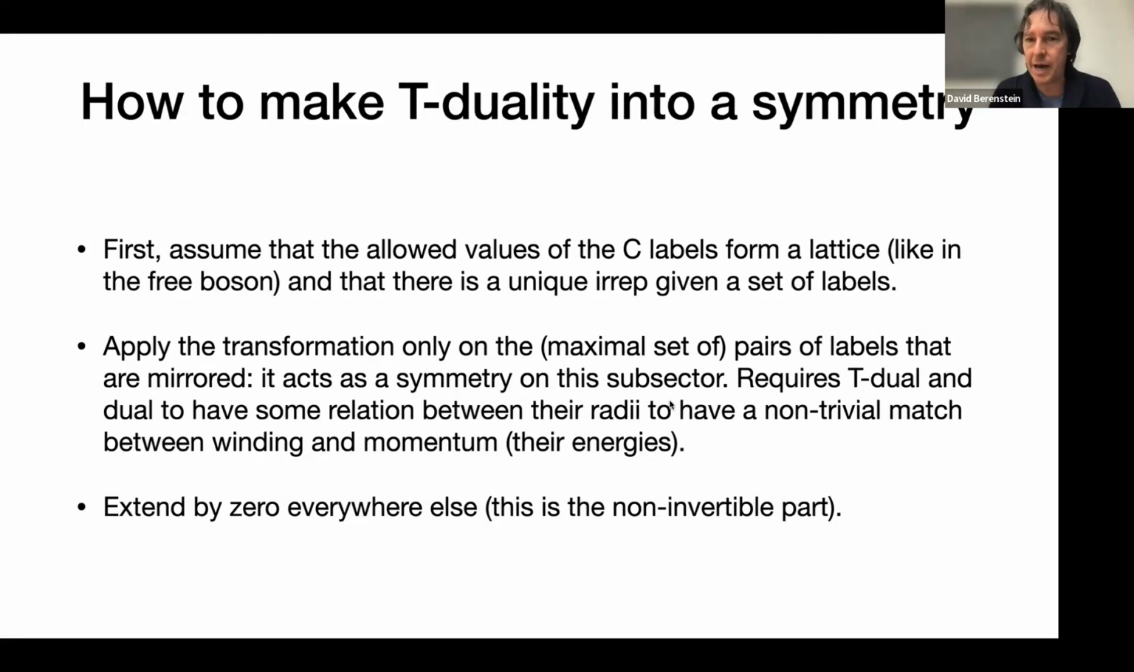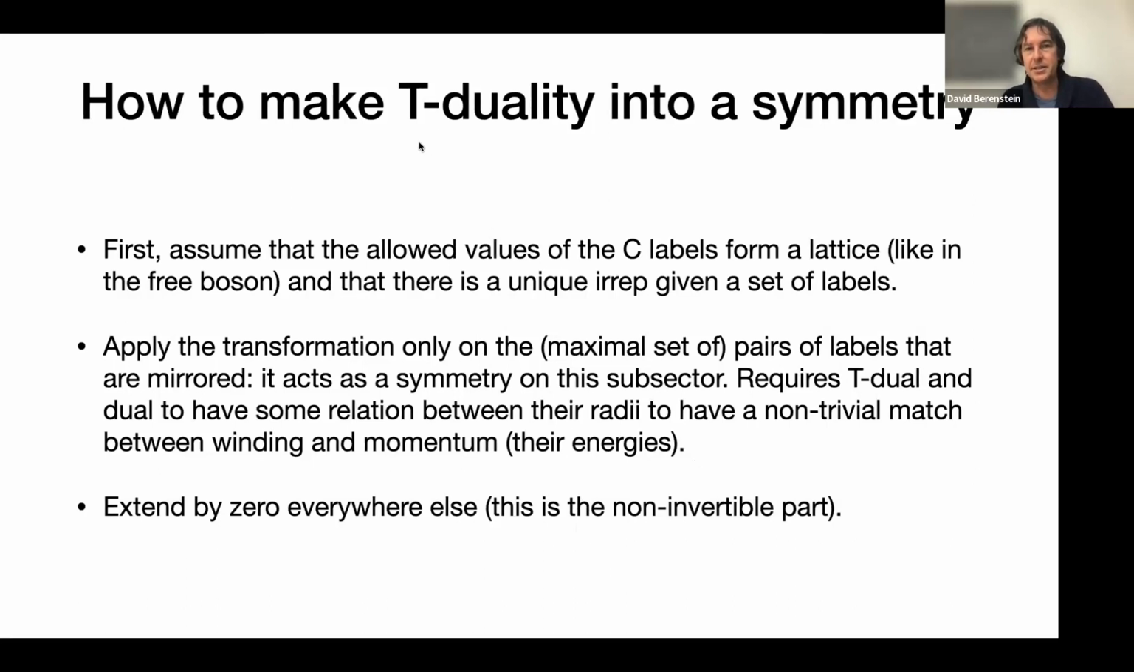And for that to happen, you require the T-dual theory to have some non-trivial matching between the radii of the standard theory and the T-dual theory, because this is an operation that commutes with the Hamiltonian, so it also commutes with the Virasoro in the conformal field theory. The H left and the H right need to be the same. So there needs to be some non-trivial relation between momentum and winding that allows momentum to be swapped with winding in some states and still get a proper state. And then the game is to extend by zero everywhere else.